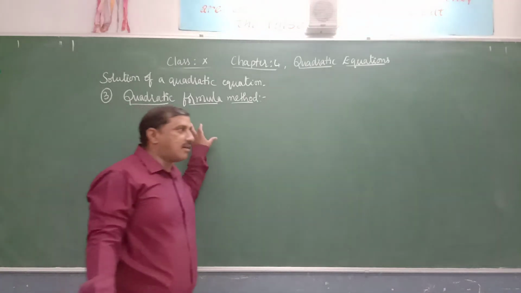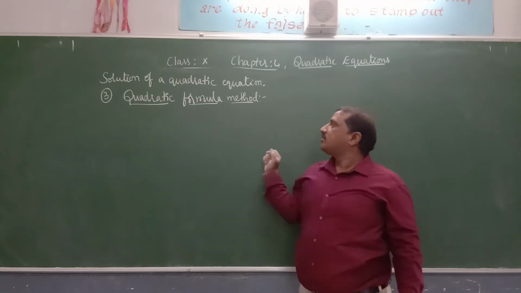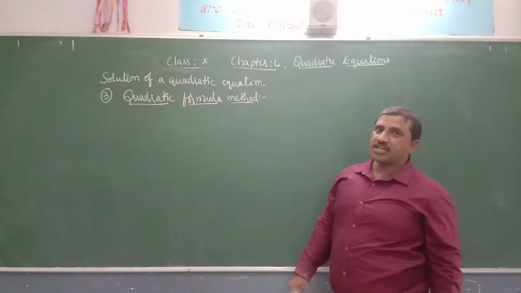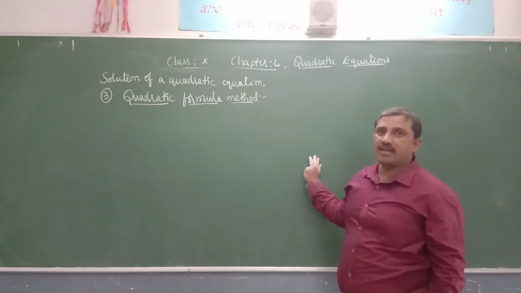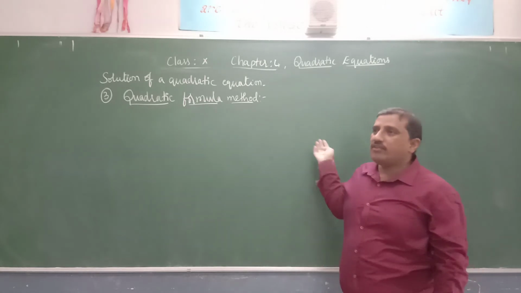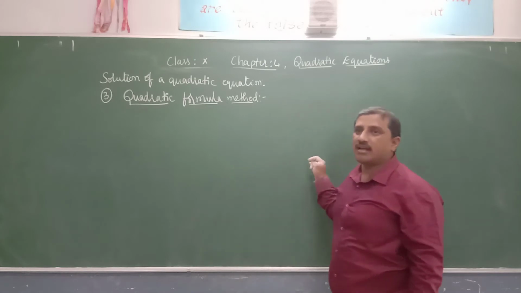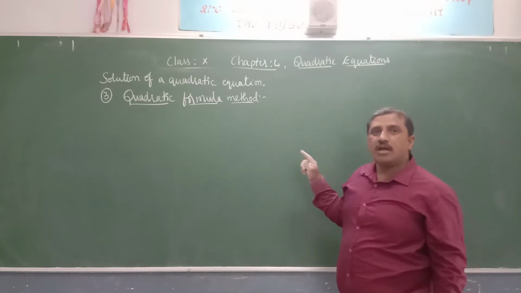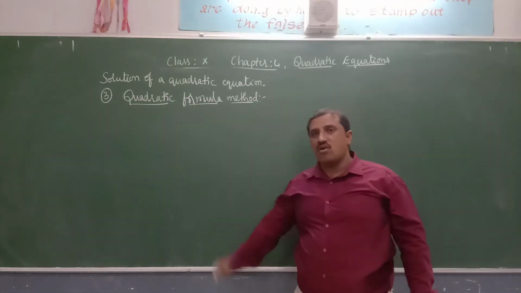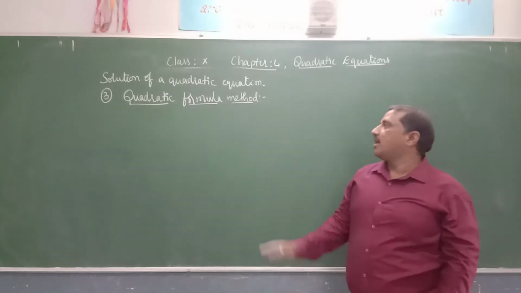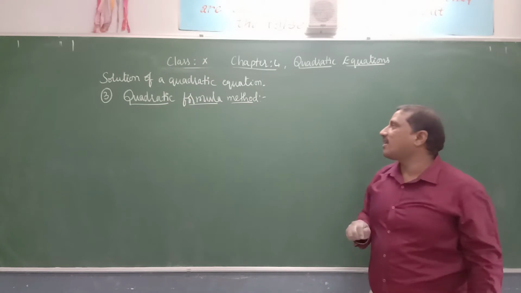Now we will discuss the third and last method. It is the quadratic formula method to find the solution of a quadratic equation. These three methods are algebraic methods. We have a geometric method also. By plotting the graph we can find the roots, where the graph will intersect the x-axis. The x-coordinates of the points of intersection of the graph with the x-axis will give us the solutions, the roots of the quadratic equation. That is the graphical method. The third algebraic method is the quadratic formula method.